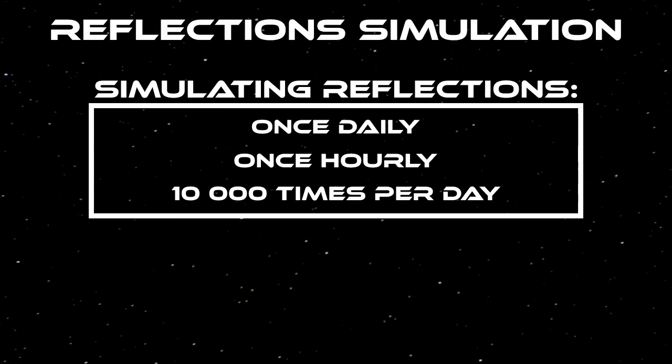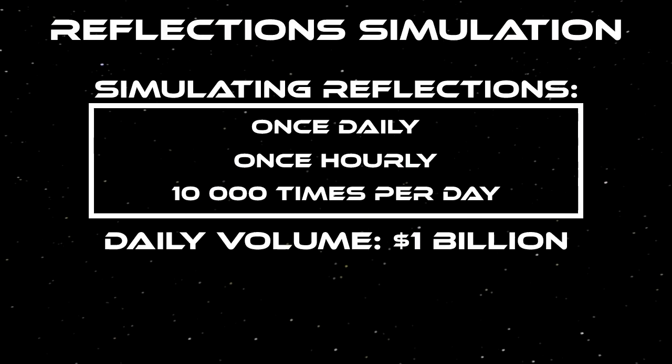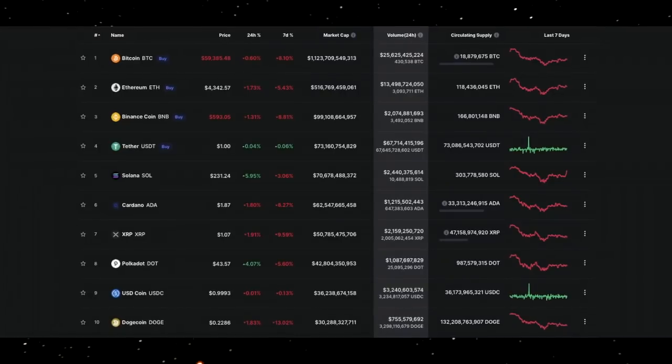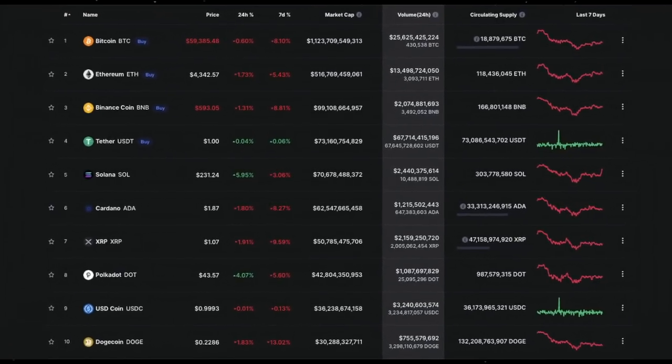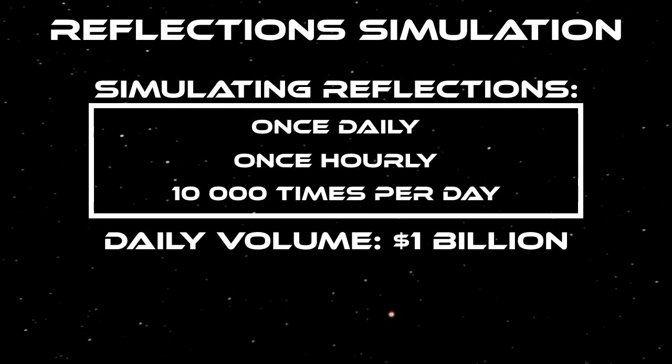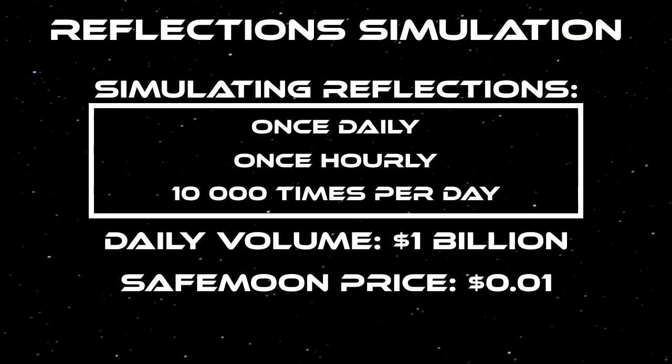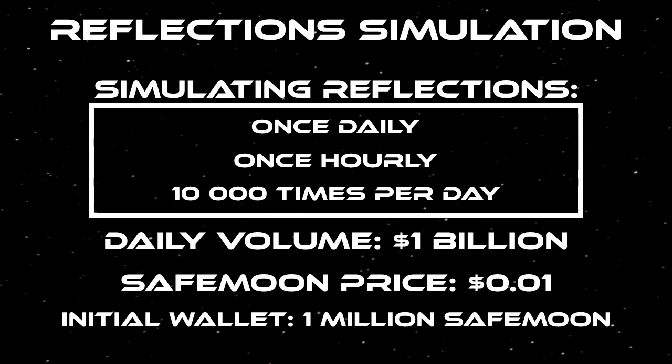We will assume for the duration of this simulation that the daily volume is $1 billion a day, which is high for Safemoon's current daily volume, but in line with the top 10 cryptocurrencies currently on market. We will also assume the current price of Safemoon is 1 penny and never changes, which is also extremely unrealistic when considering the burn wallet. Also, each of the 3 example wallets will start with 1 million tokens of V2 Safemoon.